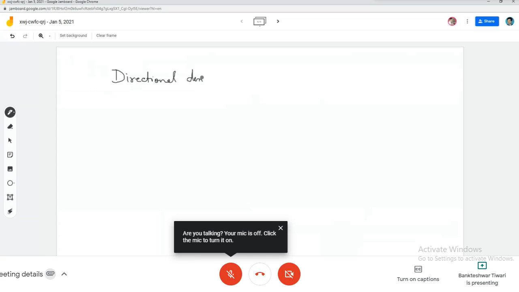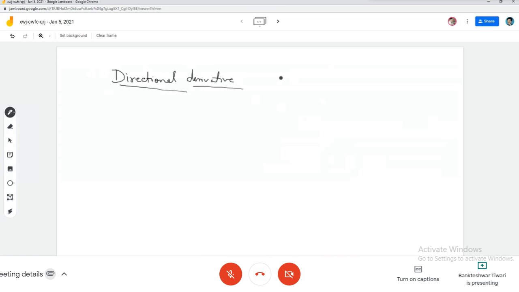Directional derivative. So just for review, we considered this f as a function which is defined from some open set of Rn to R, and this U should be open.